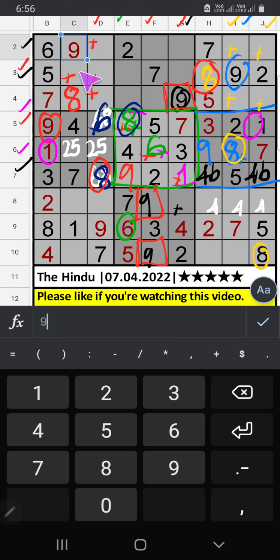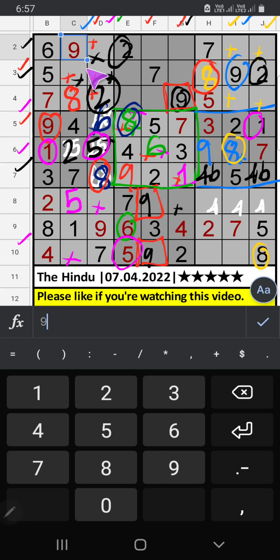Second row, third row, we have 2. So 2 can't come in these cells. Then 2 is confirmed here. Since 2 is here, 2 can't come in this cell. 2 is confirmed here. Then 5 is here. 10th row and column D, we have 5. So 5 can't come in these cells. Then 5 is confirmed here.